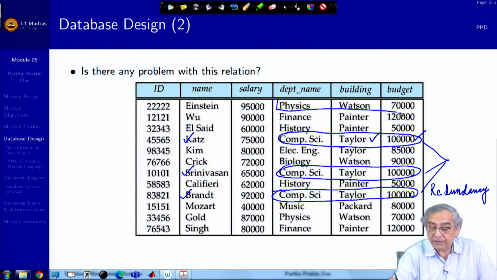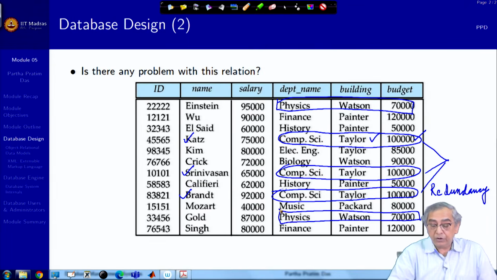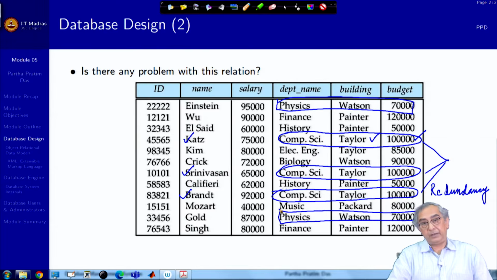You can see that for physics here. So, as many faculty as a department would have, the data of the department, the building and budget data will get replicated. Now, what is the problem with that?